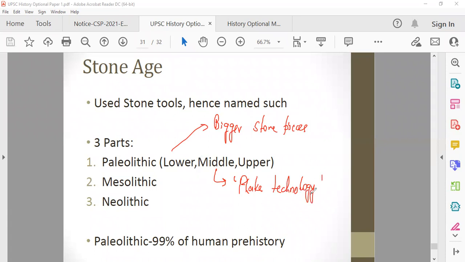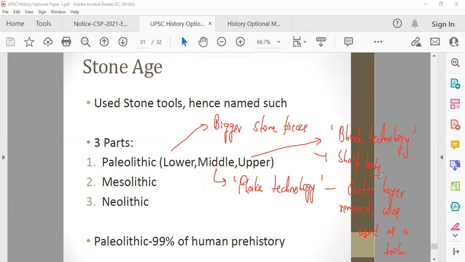What is Flake technology? Whatever bigger stone pieces they had, they were removing the outer layer from the bigger stone pieces. And this removed outer layer was used as equipment, as a tool. This is known as Flake technology, which was used in the middle Paleolithic period. Then in the upper Paleolithic period, they were using blade technology. Now you have very sharp tools in the upper Paleolithic period.